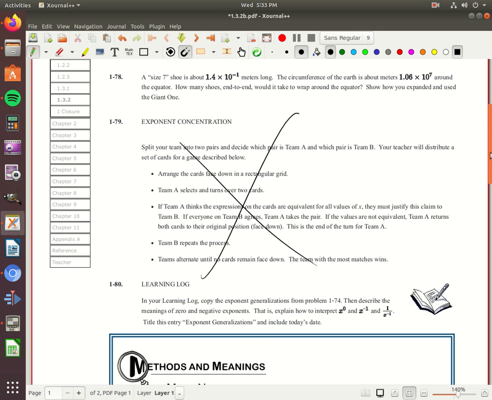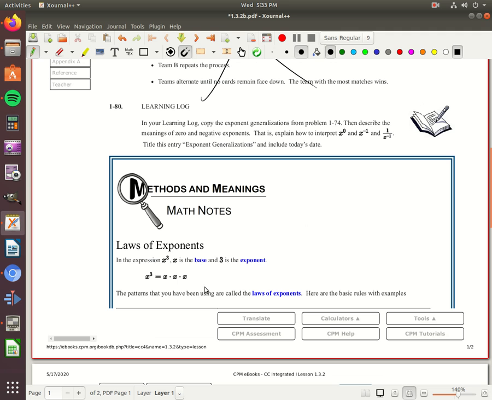You should probably fill in your learning log. And then you have some laws of exponents in the math notes, so I would look at those. I think there's more that got cut off here that I would definitely make sure that you're responsible for. If you have the note page that comes with this chapter, I would definitely make sure you understand these laws of exponents and the shortcuts that go with them.